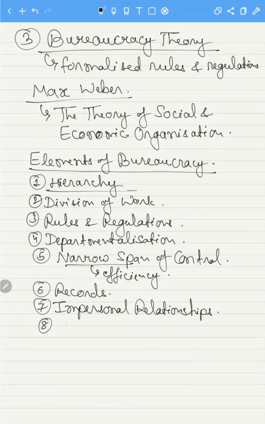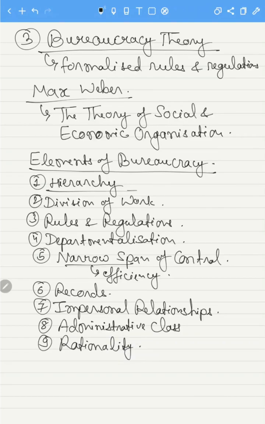The eighth element of bureaucracy theory is administrative class. There is a special class of officers called bureaucrats who are selected on the basis of their competence and skills. They are trained and posted on the senior positions. The ninth element is rationality, which says that judgments are made in a rational manner according to objective and prescribed rules and regulations.